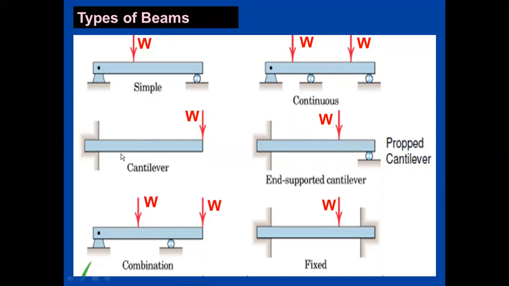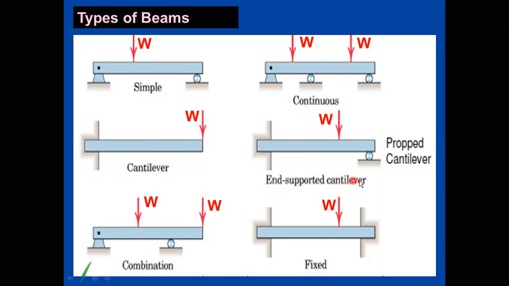What do you mean by a cantilever beam? Here you see, if you look at the diagram, in a cantilever beam only one end has been fixed, or one end is rested over one particular support, and the other end is free. If one end is free and one end is fixed, that particular beam is called a cantilever beam.